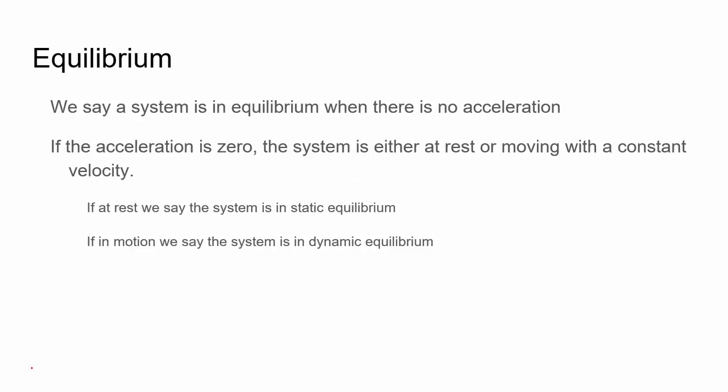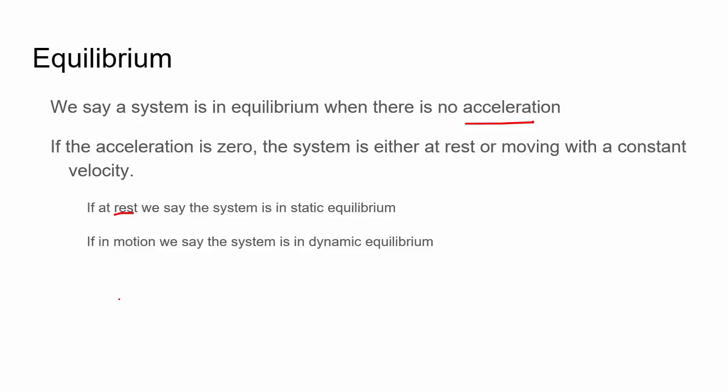A system is in equilibrium when there is no acceleration. Recall, accelerations are caused by forces, and the net force and the acceleration will be in the same direction. So if a system is at rest and is remaining at rest, it's in static equilibrium because all the forces are balanced and there's no motion. If an object is in motion, we say the system is in dynamic equilibrium. So if the acceleration is zero, the system is either at rest or moving with a constant velocity, and it's in a state of equilibrium.